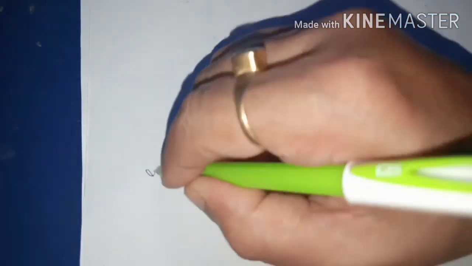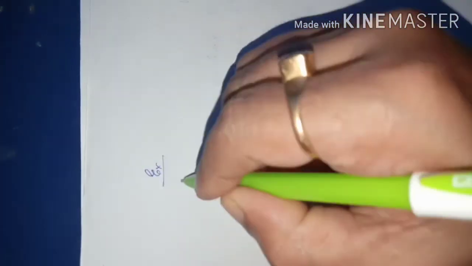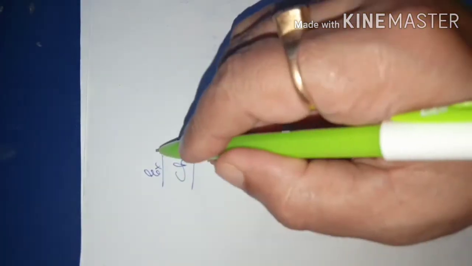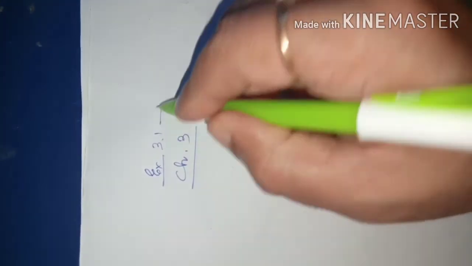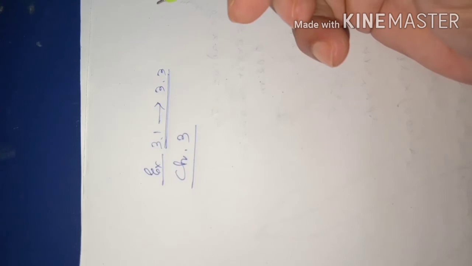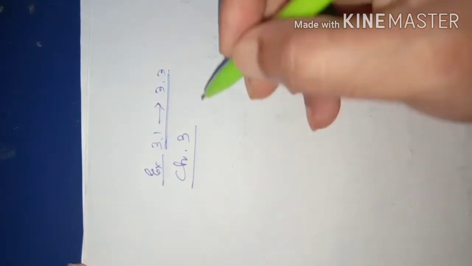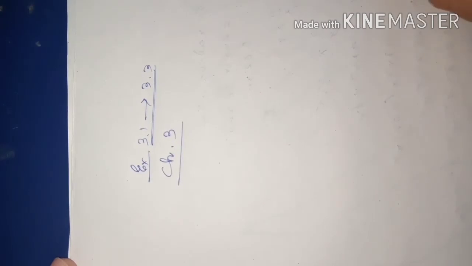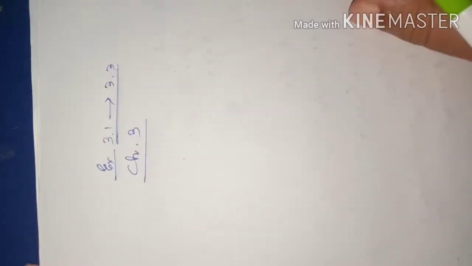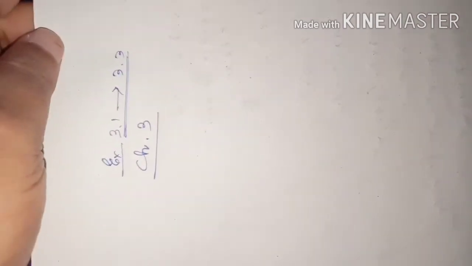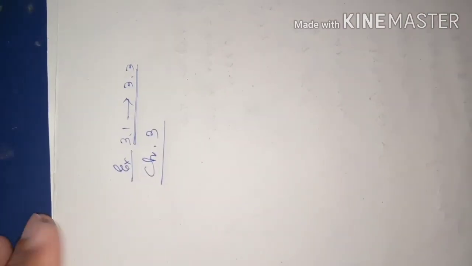This time I will take chapter number 3, that is trigonometric functions. From exercise 3.1 to 3.3 will be covered. You should go through the examples also, okay, dear students. Maximum questions you will get from the textbook only this time, so thoroughly practice your textbook questions and the examples. That is about the test.